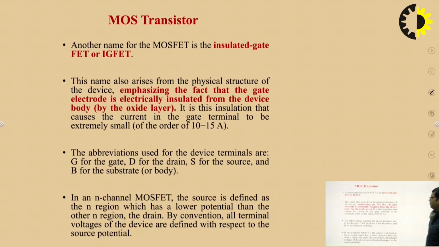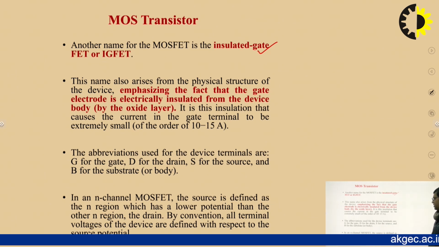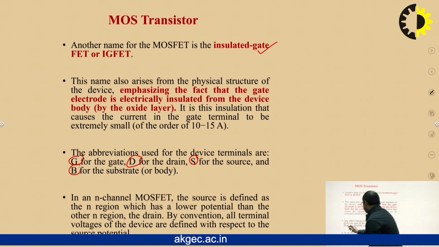Another name for MOSFET is insulated gate FET or IGFET. It is insulated gate because there is an oxide layer, which is insulating in nature, between the gate and the substrate. The abbreviations that we use for the various device terminals are G for the gate, D for the drain, S for the source, and B for the substrate.